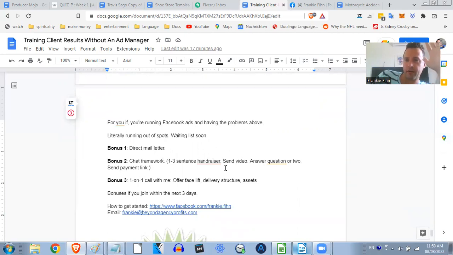And our whole process for closing people is we send out a little hand raiser, which is one to three sentences that just says, hey, if you're interested, comment here. We send people a video. They answer a question or two if they have them. Sometimes there are no questions. And then we say, okay, can we send you the payment link to get started? That's our closing process.